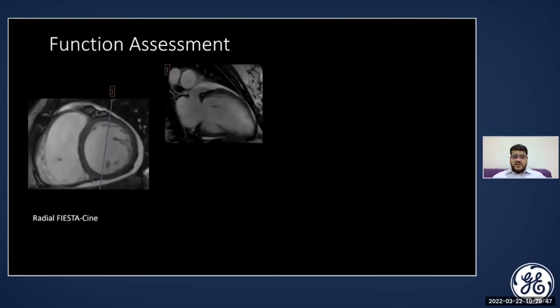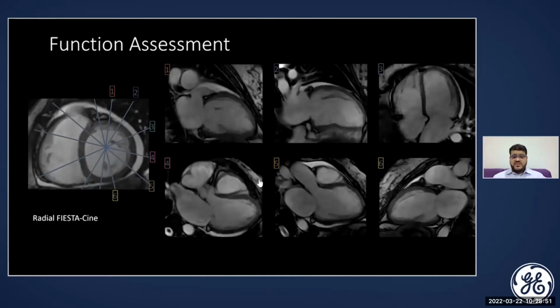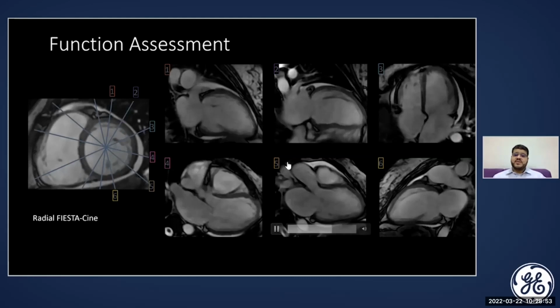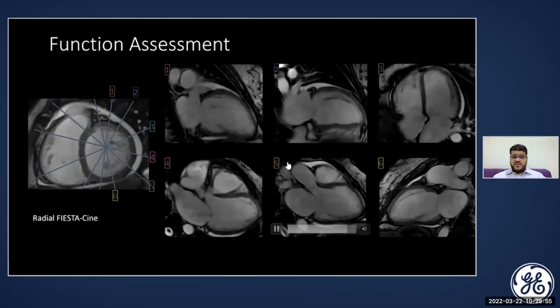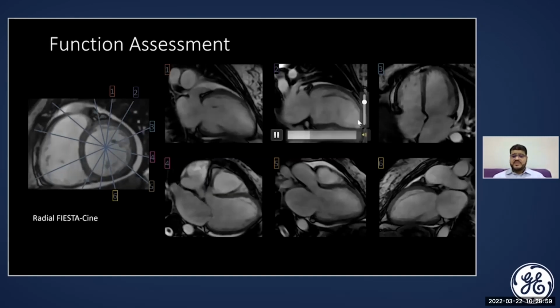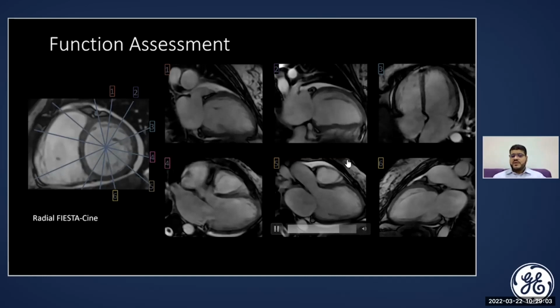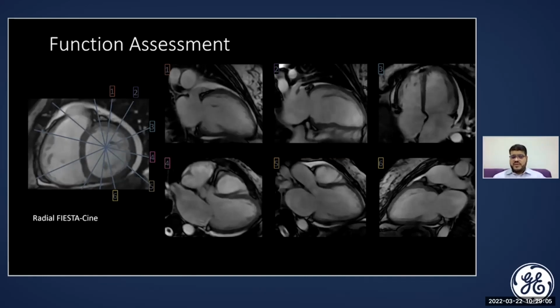These are the radial images, which demonstrate the same findings that we've seen in the cine images: global hypokinesia and dilation of the left ventricle as well as the right ventricle. And as you can see here, there isn't any regional thinning that may hint towards an ischemic etiology.